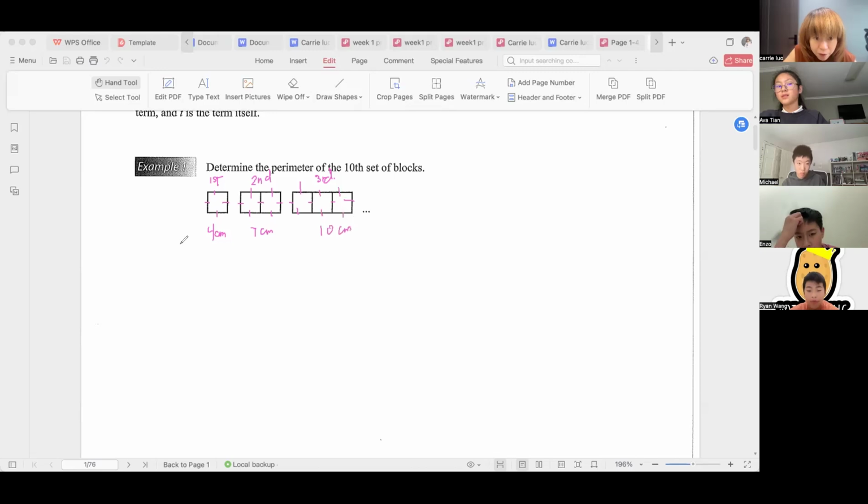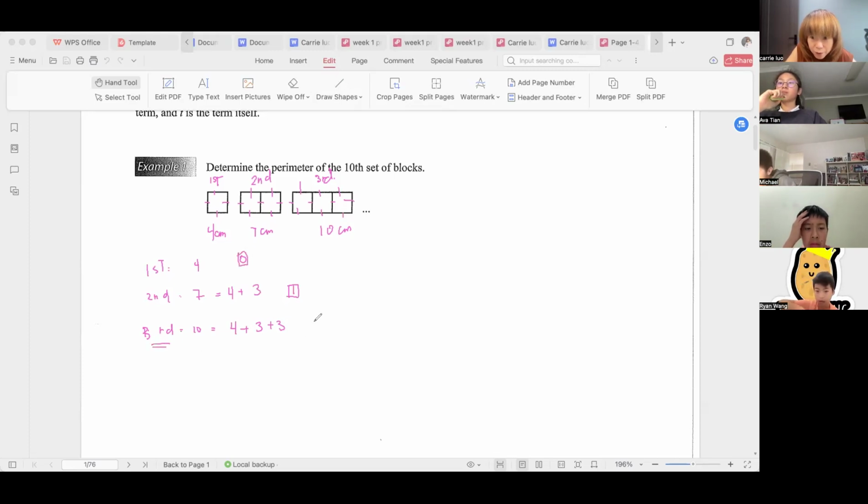Okay, so now everybody, the first one, 4, the second one, 7, the third one, 10. Let's take a look at this one. So the 7 equals what? Equals 4 plus 3, right? And the 10 equals what? 4 plus 3 plus 3. So first one, no 3. Second one, how many 3s? 1. And third one, how many 3s? 2 3s, right? So I want you to tell me for the 10th one, what is the perimeter of them? I think you know that. You can send it to me by chat.